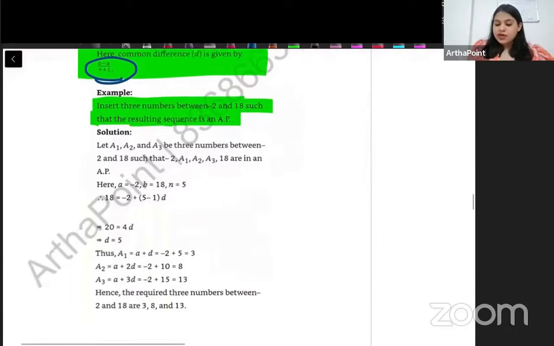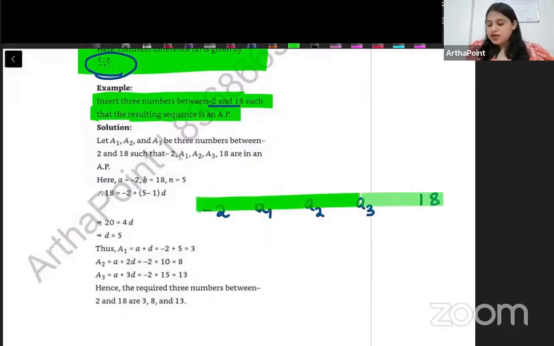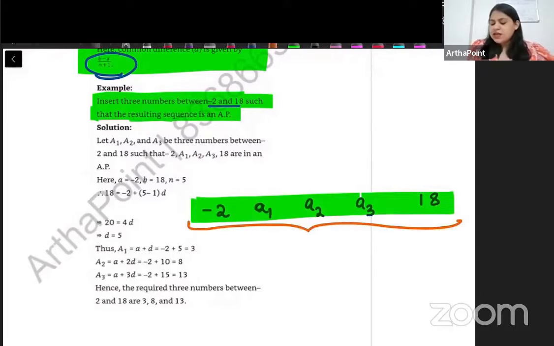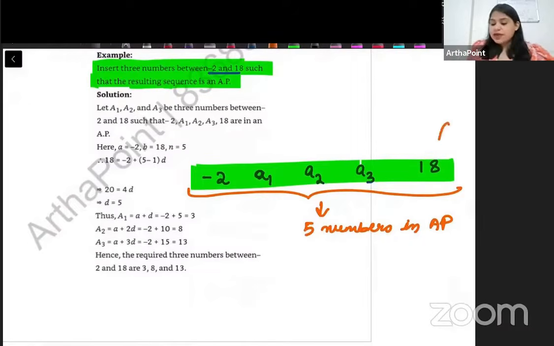Question देखो एक बार यहाँ पे. So I want to insert three numbers between -2 and 18. तो बेटा ऐसा कुछ हो गया. -2, then I have the first number, second number, third number and 18. So if I insert three numbers between -2 and 18, how many numbers are there in my AP now? Well, I can clearly see that there will be 5 numbers in AP. So my N will be 5, right? And the last number will be 18, right?